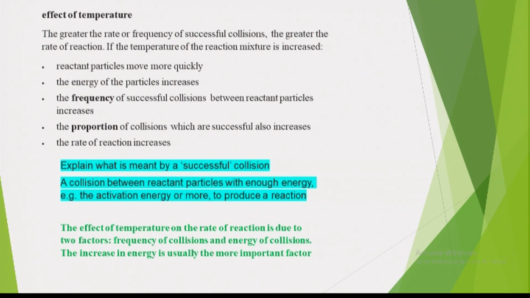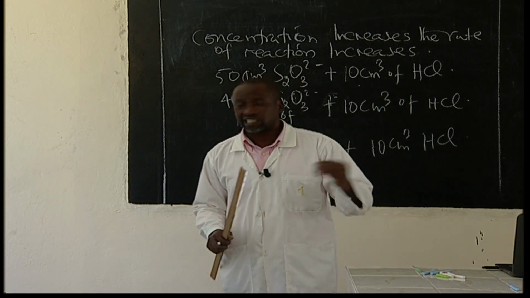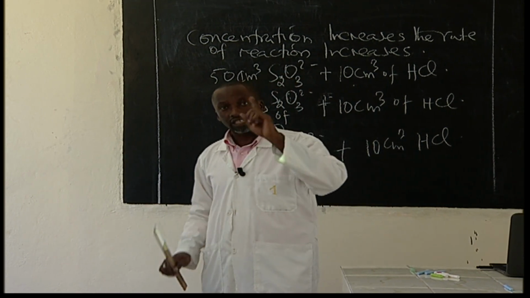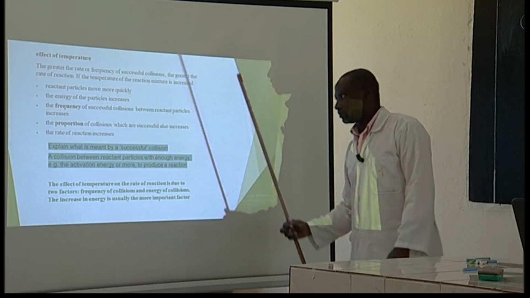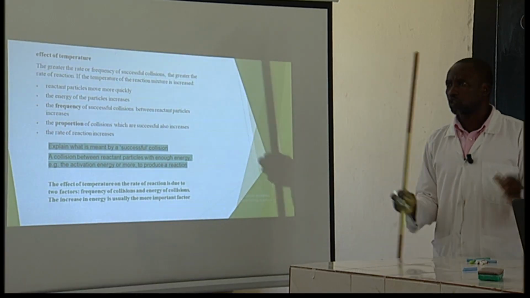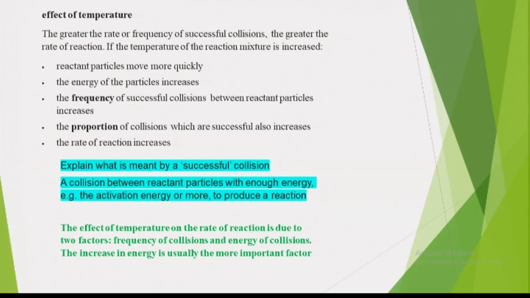How many times do these particles have to meet each other? That's what we call the frequency of successful collisions. Remember, we have said successful collisions result in a chemical reaction. The proportion of collisions which are successful also increases the rate of the reaction. The proportion, that is the number. As the energy of the colliding particles increases, the frequency of successful collisions increases as a result of the increase in the kinetic energy of the moving particles.